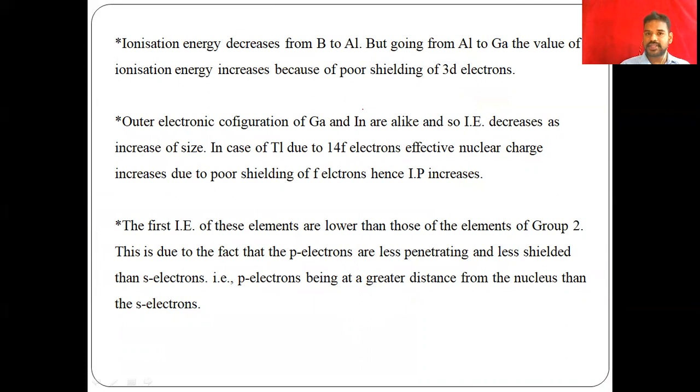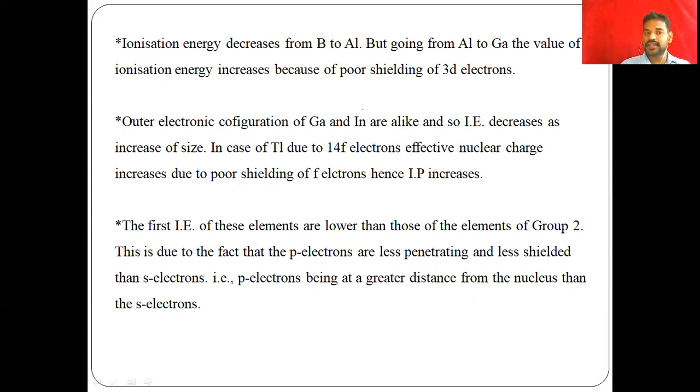You have to remember these key points and explain them. In the exam, most of them are 2 marks questions. For example, ionization energy from boron to aluminum, first thing. But going from aluminum to gallium, the value of ionization energy increases because of poor shielding effect. So this is a 2 marks question: why does the ionization energy decrease from boron to aluminum, but increase from aluminum to gallium?